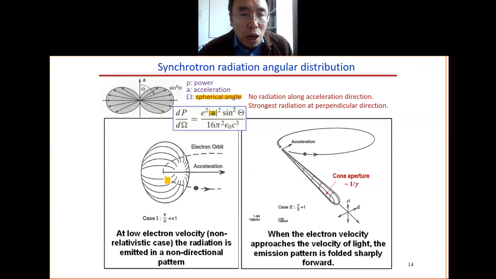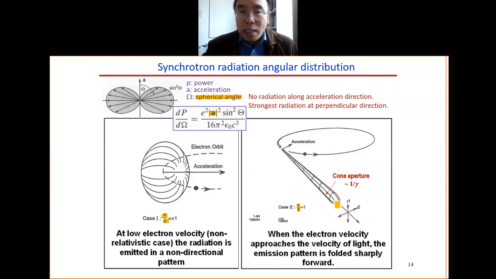So this is when the movement is orbital movement. So A points to the center of this orbit. Then the radiation will be something like this, the same formula here. This is the case when the speed is much smaller than the speed of light. When the speed of the charged particle is close to the speed of light, we have a relativistic case. In this case, the radiation will be folded forward.